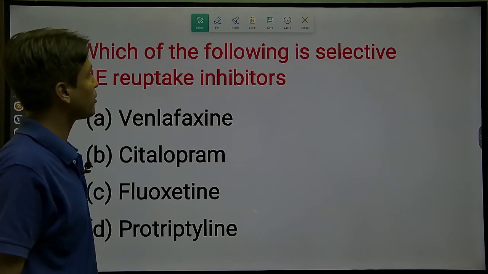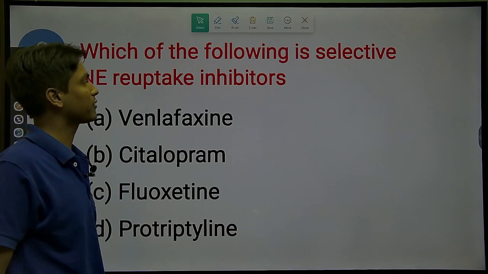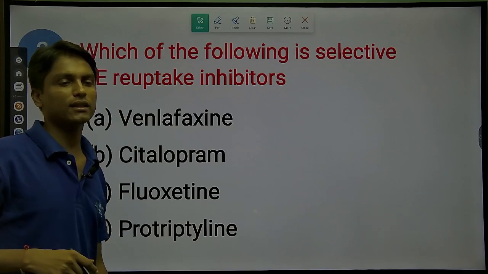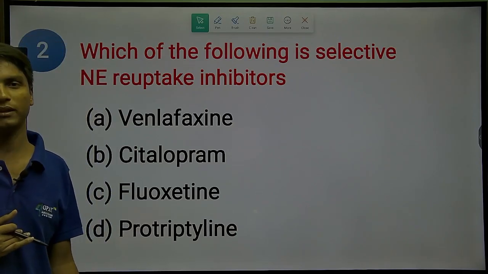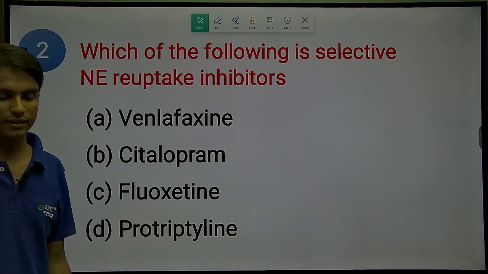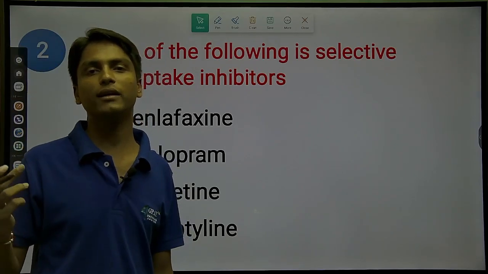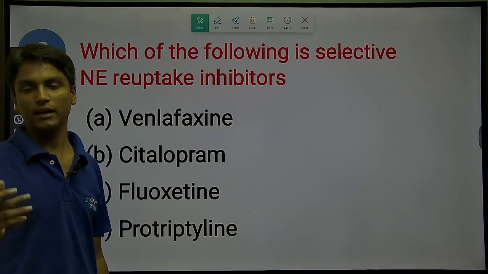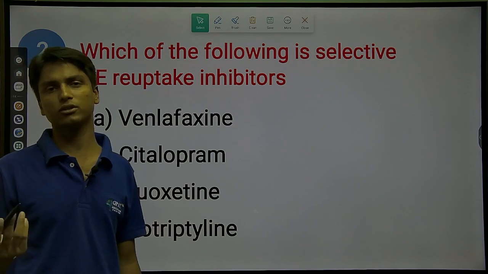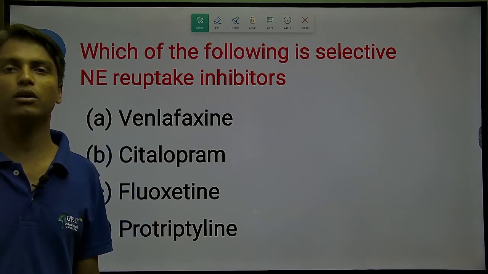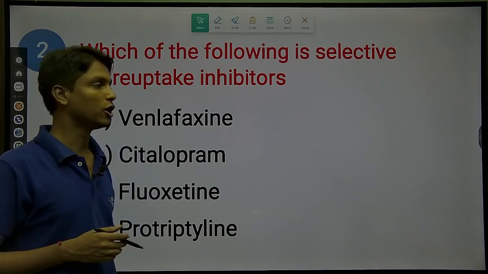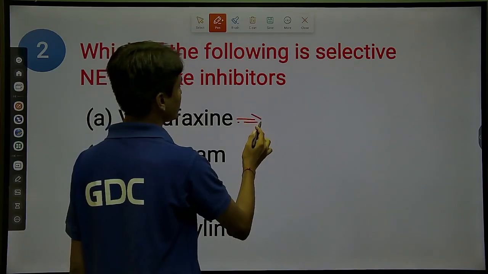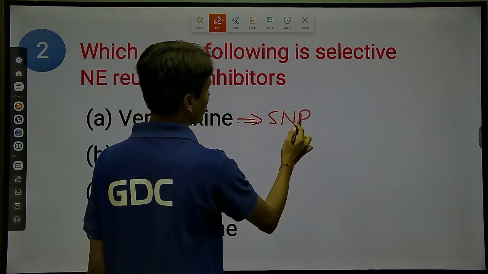Next question, which of the following is a selective norepinephrine reuptake inhibitor? These are some antidepressant drugs. In the antidepressant drugs, there are different classifications. One is RIMA, reversible monoamine oxidase inhibitors. Next one is tricyclic antidepressant drugs. Next SSRI, selective serotonin reuptake inhibitors. Next selective noradrenaline reuptake inhibitor drugs. Here venlafaxine is a selective noradrenaline reuptake inhibitor.